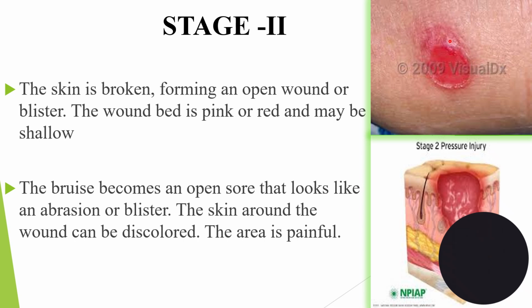The skin around the wound is discolored. You can see there is redness of the skin. So this area will be painful. This is stage 2. In stage 2, the skin is not intact. The skin is broken, forming an open wound or a blister, and the bed is pinkish in color. The skin around the wound may be discolored.